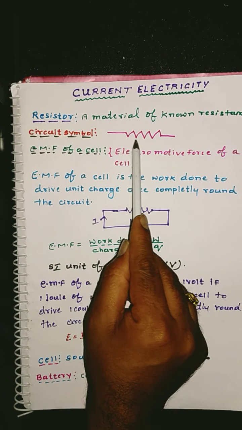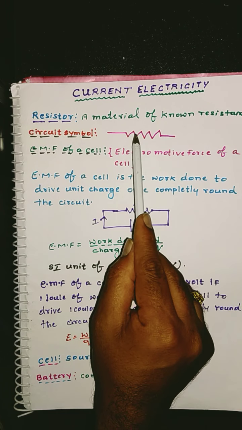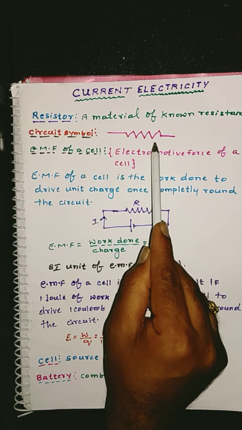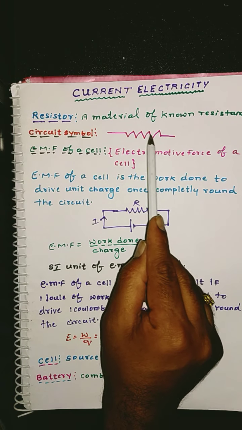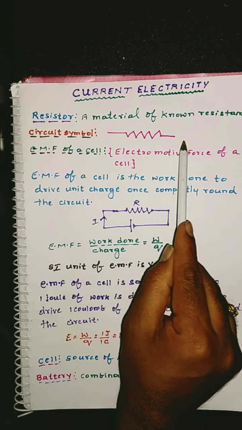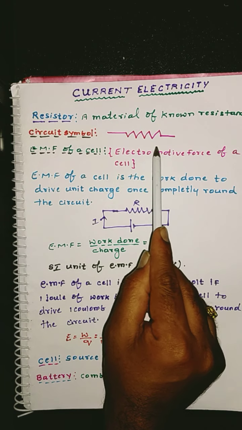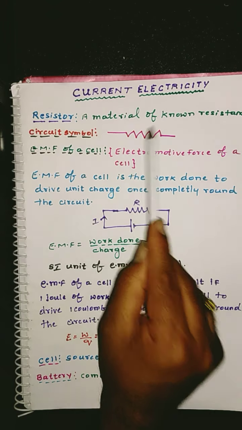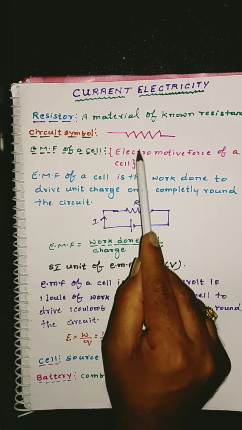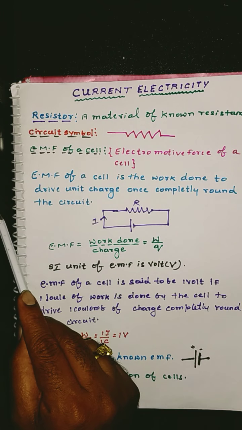See, this is the circuit symbol of a resistor. There is no hard and fast rule as to how many peaks and downs should be there. But this is the way you write the circuit symbol of a resistor in any circuit. This is how you represent a resistor in any circuit.